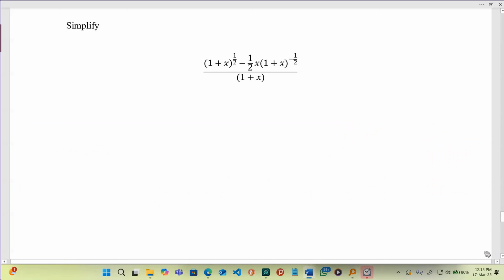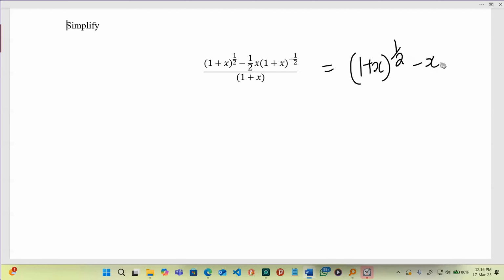My dear friends, let's look at simplifying this problem. This is an application of indices. So, when I have (1 + x) raised to a power of a half minus half x into (1 + x) raised to a power of a half, divided by 1 plus x, this is the same as (1 + x) raised to a power of a half minus x out of 2, times 1 out of (1 + x) raised to a power of a half. Then we divide by 1 plus x.